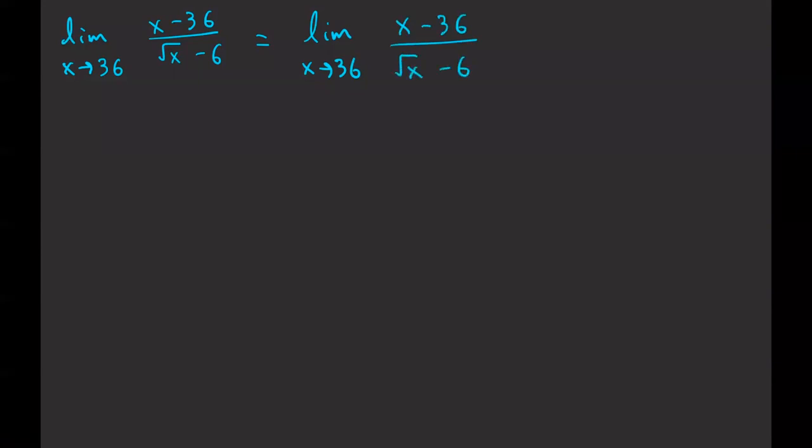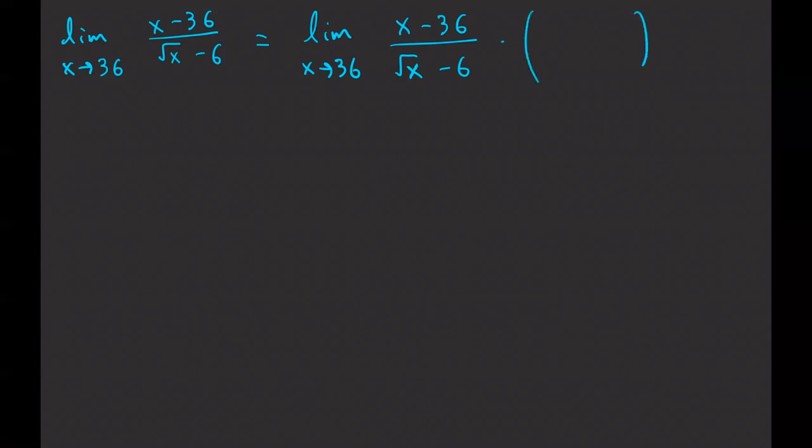Let's take the limit as x approaches 36 of x minus 36 over square root of x minus 6. And as you could probably guess, we're going to do a conjugate multiplication here. So again, I write my limit as x approaches 36 because I'm not evaluating the limit yet. I'm just rewriting it. And so the question is, well, we're going to do conjugate multiplication, but which part of this do I choose for my conjugate? Which thing do I multiply by?